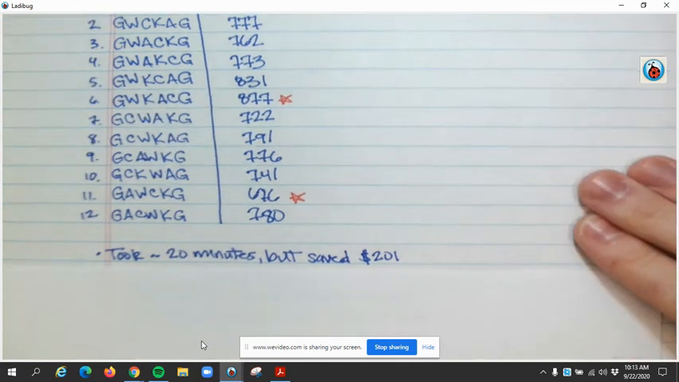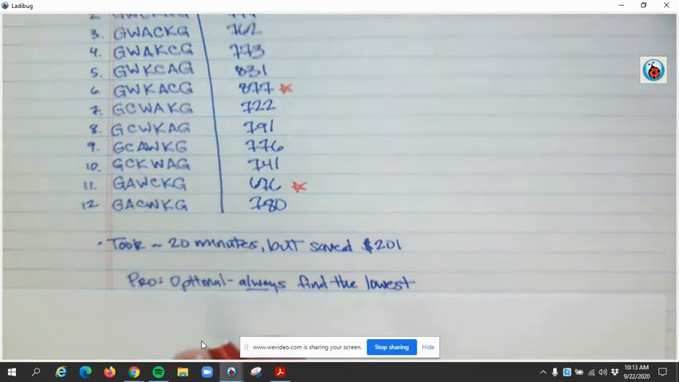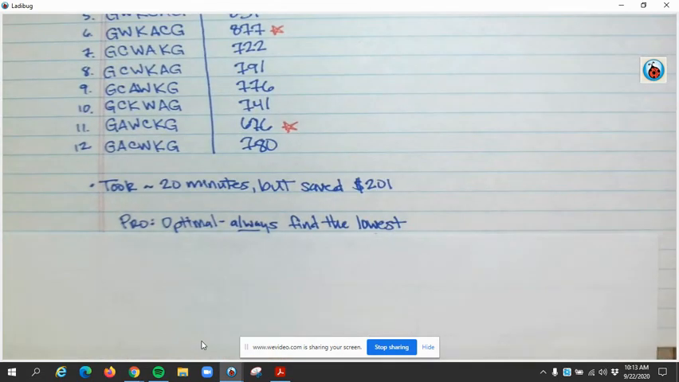This is the last section. The pro is that it's optimal. In other words, you are always going to find the lowest cost. Always, always, always. You're always going to find the lowest cost because you list them all out. Because you list out all 12 routes plus the mirrors, 24 total routes, you're going to have every single one listed. So you're guaranteed to always get the lowest one. It is a pro. It is the only method we use where you're always going to find the lowest one.